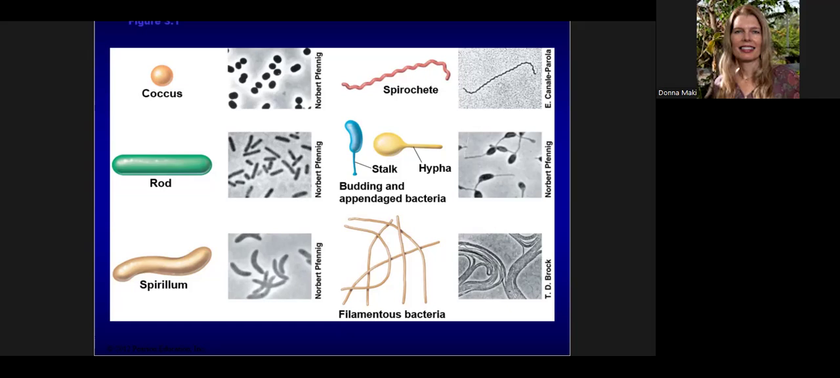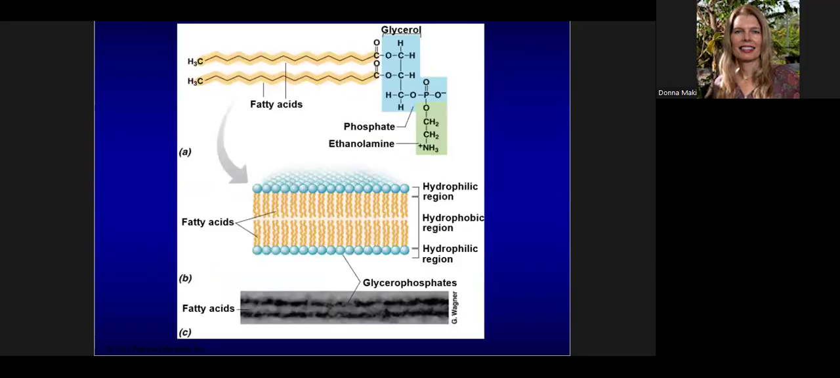All right, now let's think a little bit about their cell membrane. So this is a refresher. My assumption is that you've had training on cell membranes, so this is just a refresher. So you have your phosphate group attached to a glycerol. And then off of the glycerol, you have two fatty acids dangling off there.